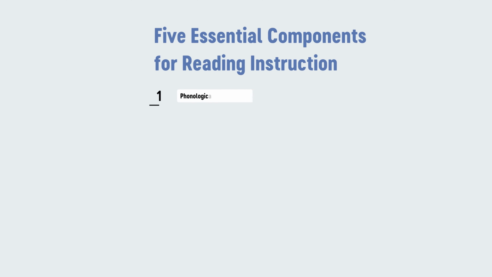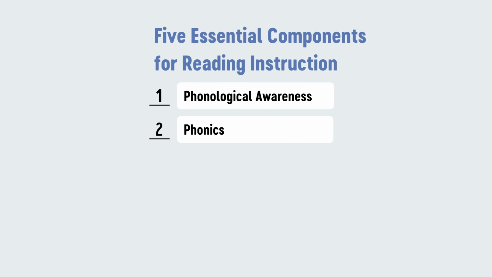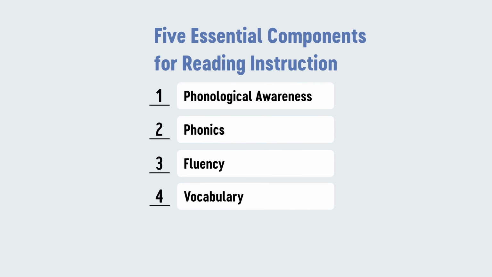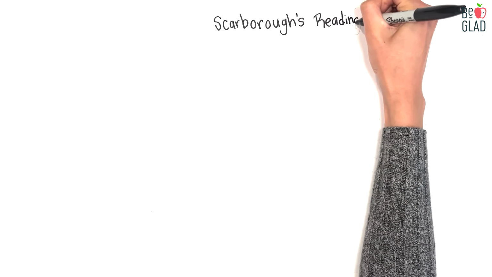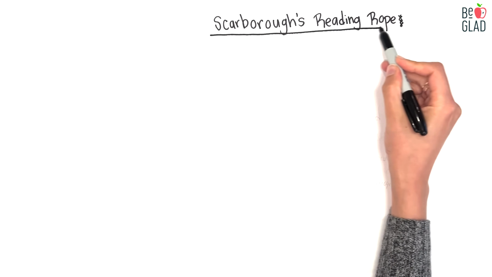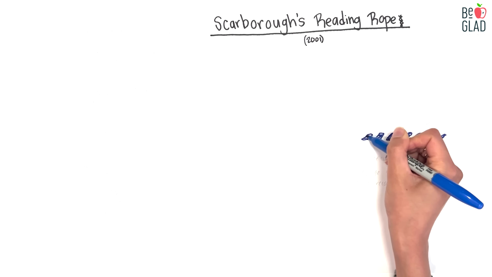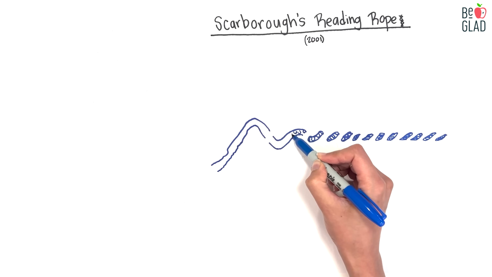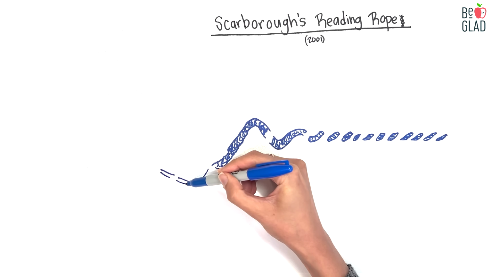The first is phonological awareness, then phonics, fluency, vocabulary, and comprehension. We're going to break down each of those topics in future videos. But let's dig in a little bit more into this concept of reading instruction. We'll begin by looking at a model that was developed by Hollis Scarborough called Scarborough's rope. Scarborough's rope shows 2 big elements that are essential to teach people how to read. Within those big elements, there are specific strands.